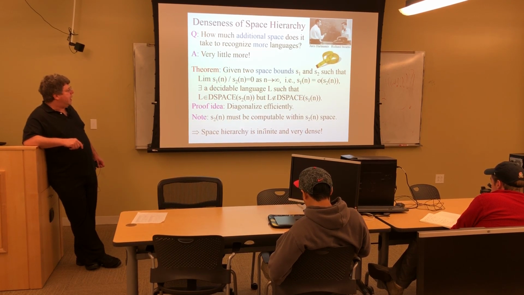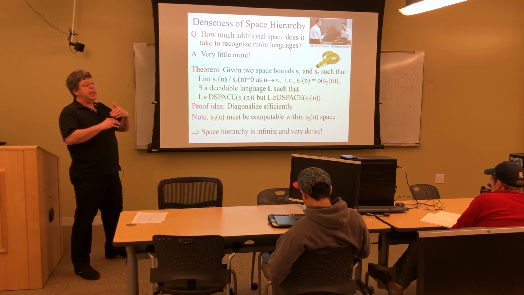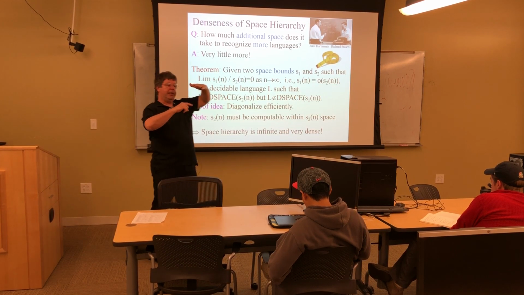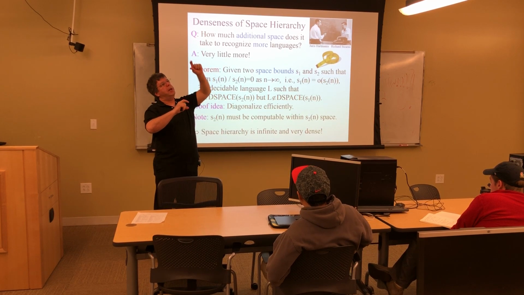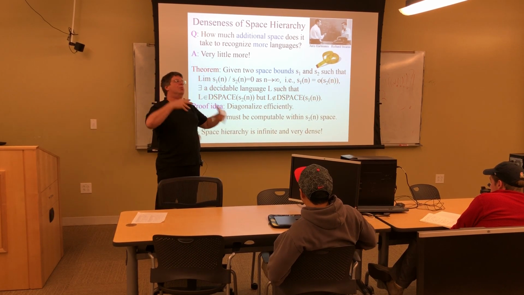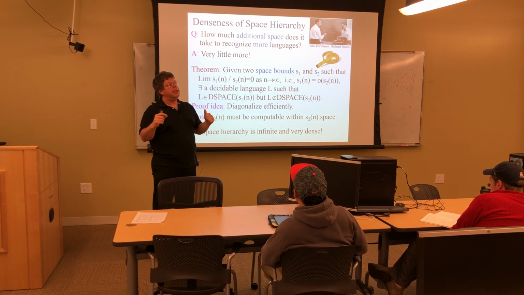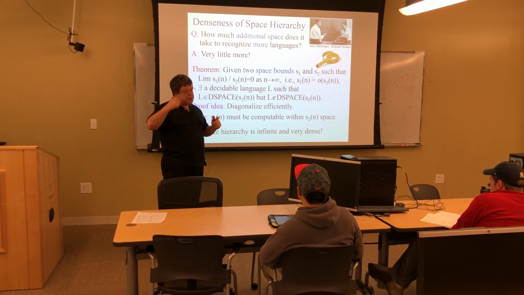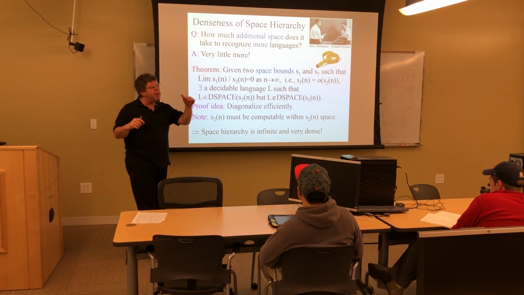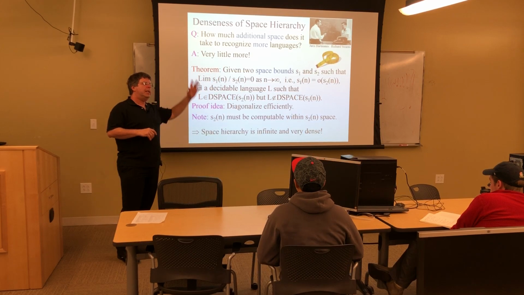So the space hierarchy not only is infinite, it's dense. Because it was infinite if you had to maybe multiply the bound by a linear factor, like n squared and cubed, and then you get more languages every time you multiply by n. That would still be an infinite hierarchy. But it's worse than that. If you multiply it by square root of n, or log n, or n to the 0.0001, you still get more and more functions at every level, and an infinite number at every level, so it's infinitely dense. How many get that?